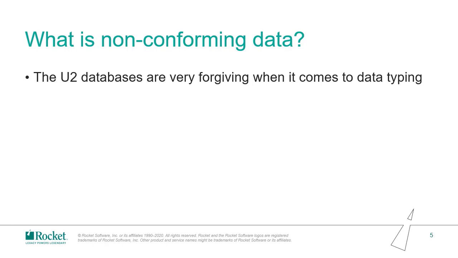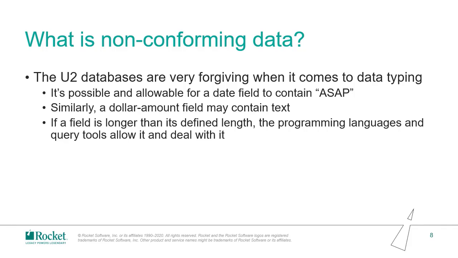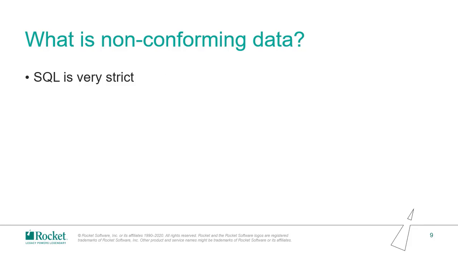So what is non-conforming data? Well, the U2 databases are really forgiving when it comes to data typing. You can have a date field that contains ASAP. You could even have a dollar amount that contains some sort of text. And if a field is longer than its defined length, the programming languages and the query tools don't have a problem with it. They'll deal with it, no problem.